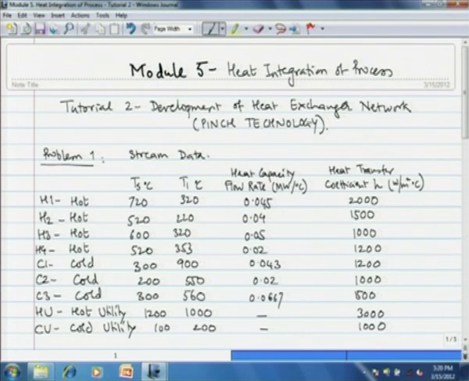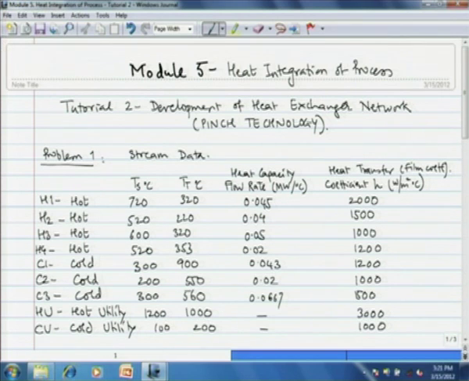We have been given stream data that is now appearing on your screen. We have a total of 4 hot streams and 3 cold streams plus 1 hot utility and 1 cold utility. The supply and target temperatures are also listed. For example, the first hot stream has a supply temperature of 720 degrees centigrade, target temperature of 320, heat capacity flow rate of 0.045 megawatt per degree centigrade, and a heat transfer coefficient, also known as film coefficient, of 2000 watt per meter square per degree centigrade.